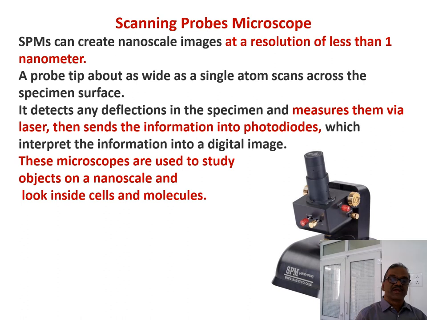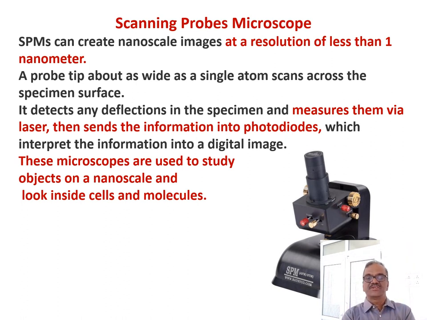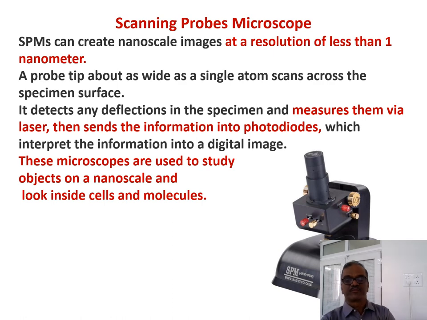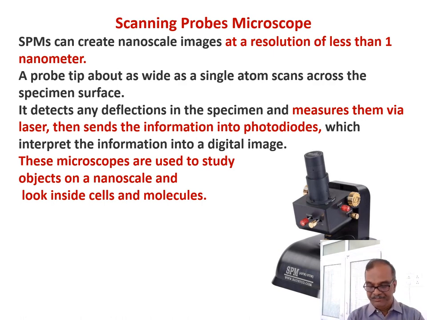The scanning probe microscope, or tunneling microscope, has less than 1 nanometer resolution. Here also the probe is attached and it scans a particular specimen, and it measures via the laser and sends the information to a photodiode, which then converts it into a digital image. This is also used at the nanoscale, and cells and molecules are studied with the help of this microscope. Scanning probe microscope. Okay.